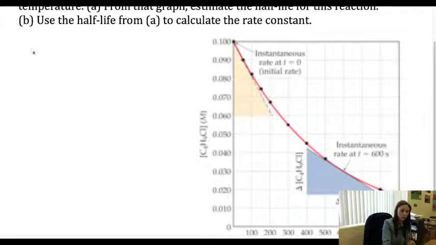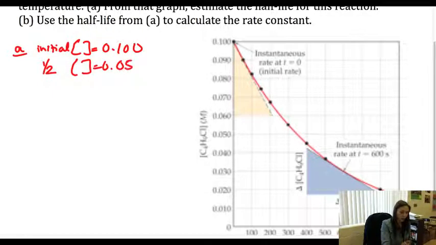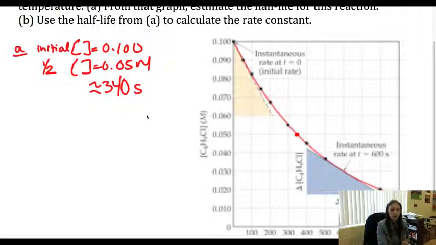Okay, so initially, for A, my concentration is 0.1. Well, I want to know when it's half of that. So my half-life is going to be when my concentration equals 0.05 molar. Well, where does that occur? Well, 0.05 right here occurs somewhere right around, say, 340 seconds. That's my guess, somewhere in the middle there, okay? And I'm going to use my half-life from A to then calculate my rate constant.